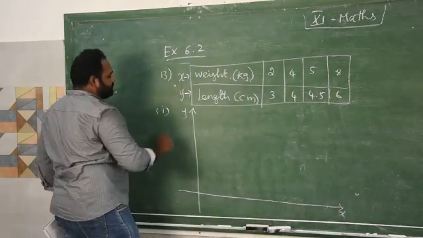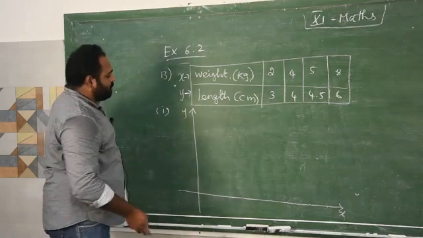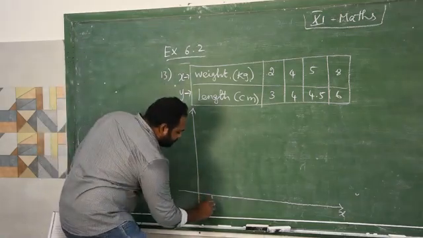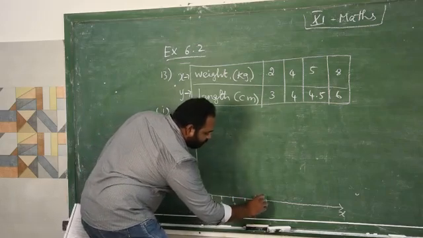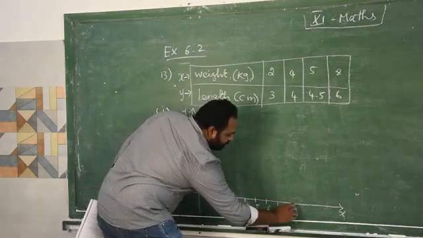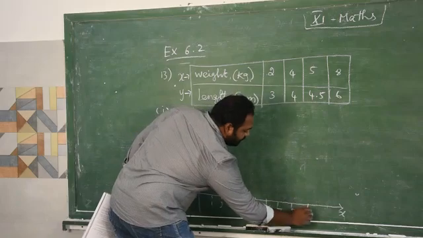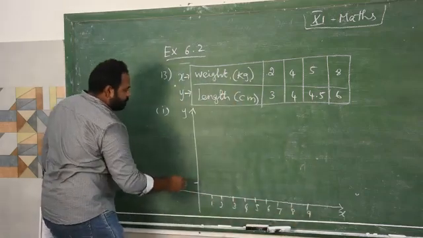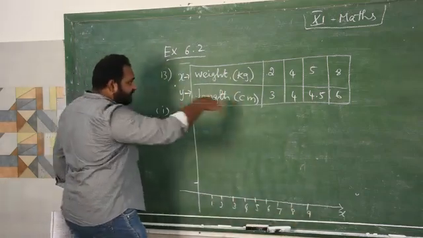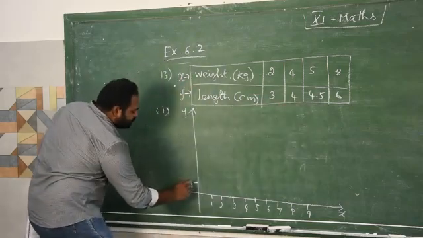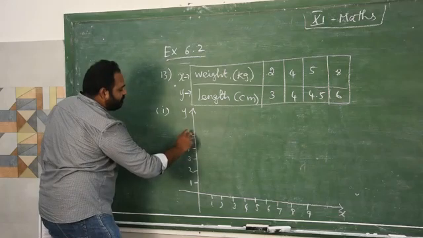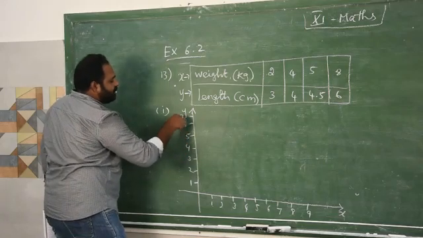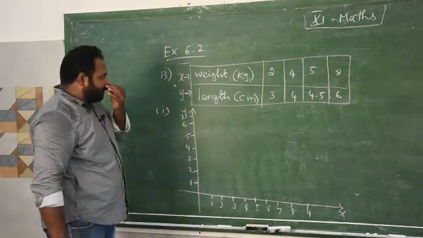So this is the first subdivision answer. For x, units 1, 2, 3, 4, 5, 6, 7, 8, 9 is enough. For y, we have up to 6 maximum: 1, 2, 3, 4, 5, 6 and 7 is enough. So now draw the graph.